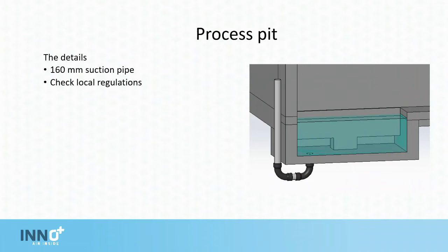If suitable, there should be a 160 mm pipe. This makes it possible to suck up any dirt, sludge or sediment. Check local regulations to see if you are allowed to build the pipe like this.